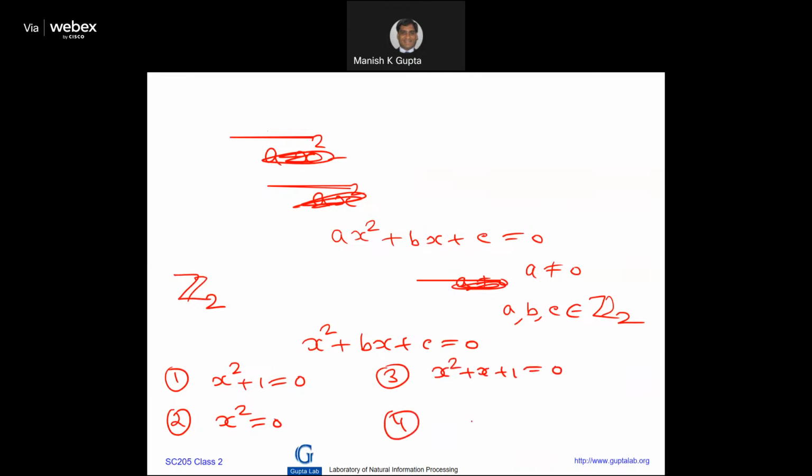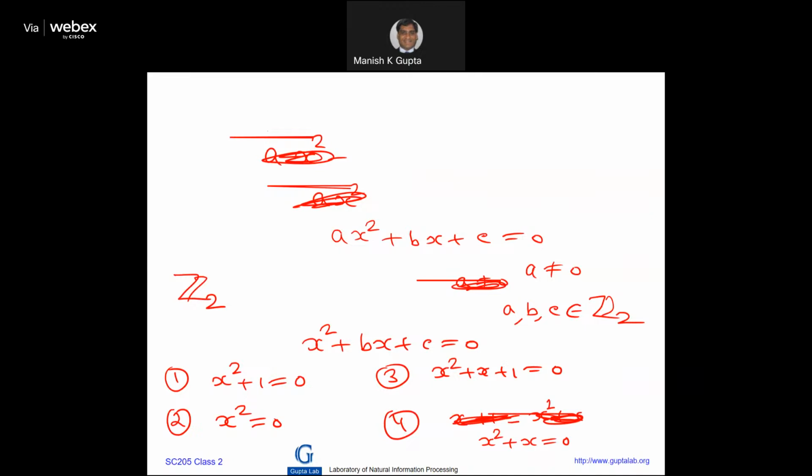Fourth equation, x plus 1 is equal to 0? Which one? Very good. x square plus x is equal to 0. Fine, we have 4 equations. Now which one is going to work? Let us check one by one.